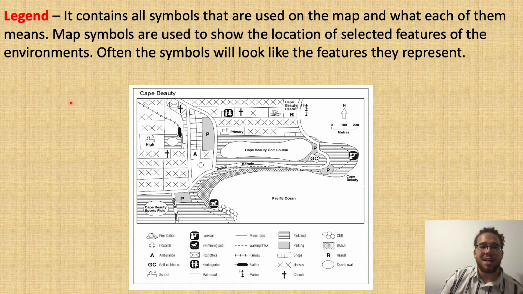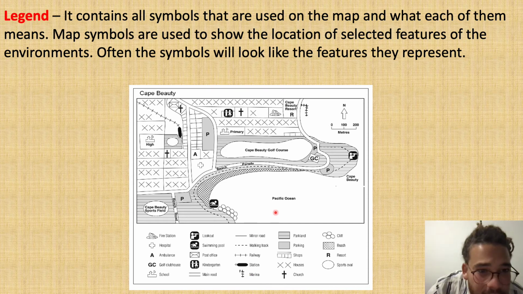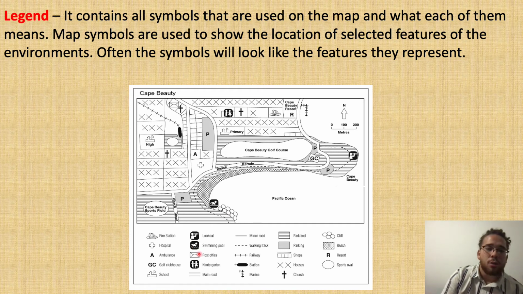Map symbols are used to show location of selected features of the environments. Often, the symbols will look like the features that they represent. So, for example, if it is a church, you will usually see the symbol of a cross. Or if it is a, what else we got on here? Is that a swimming pool? Maybe? Yep, swimming. We got swimming down here. So it looks like a person swimming in the water.